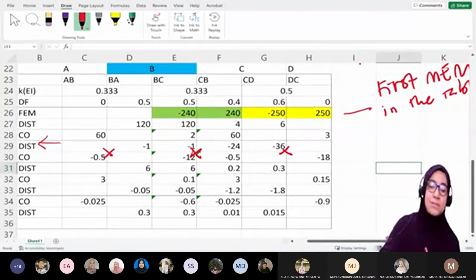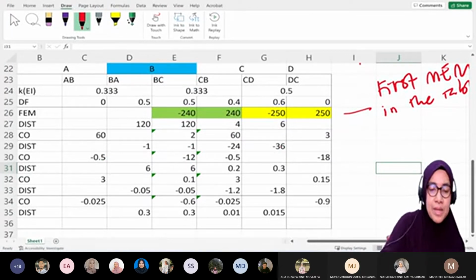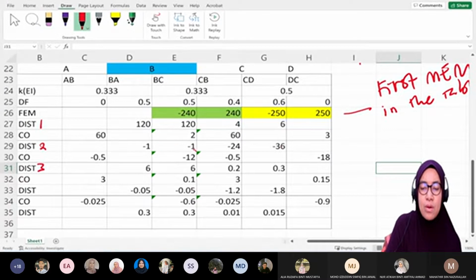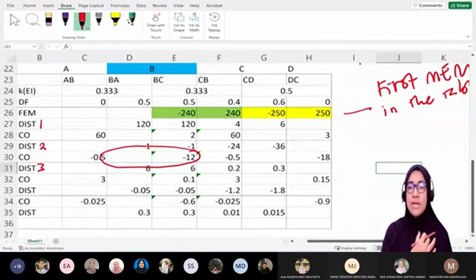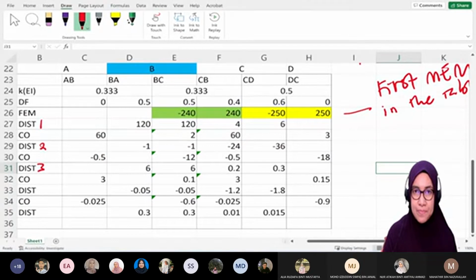Second cycle. Repeat the third cycle. The third cycle yang ni. Ni satu kan, ni dua. Okay, the third cycle, it starts from ni. Total moment, joint moment is positive 12. That's why we get 6 and 6, because factor is 0.5.